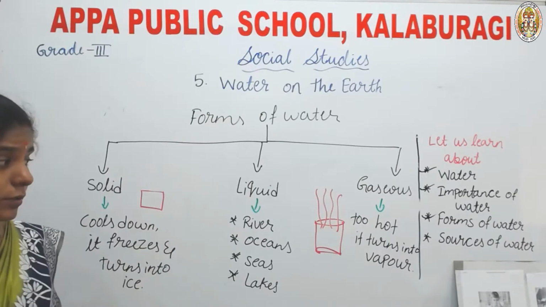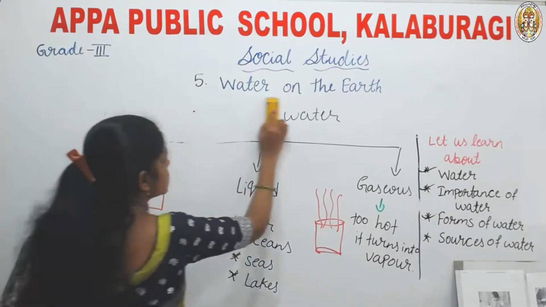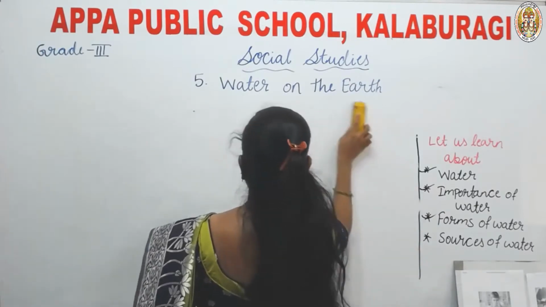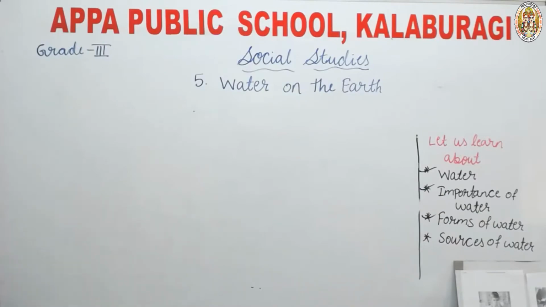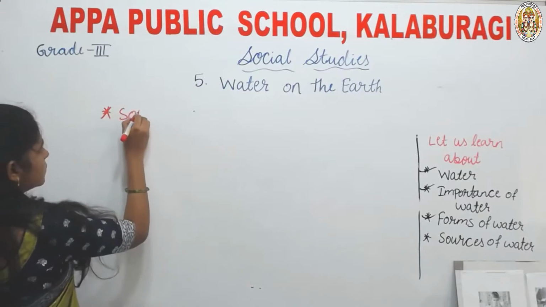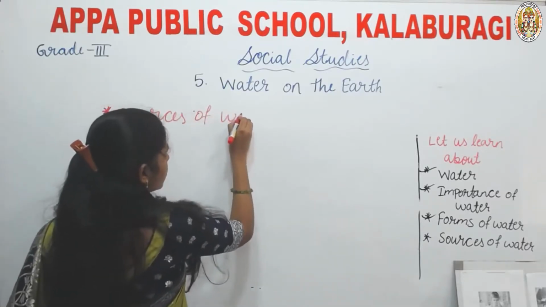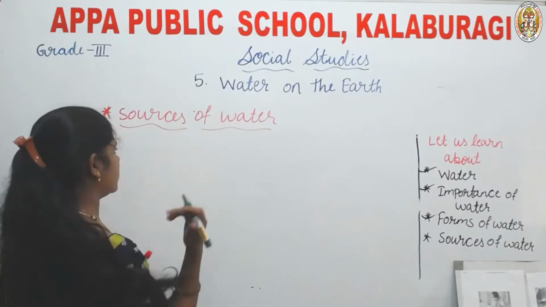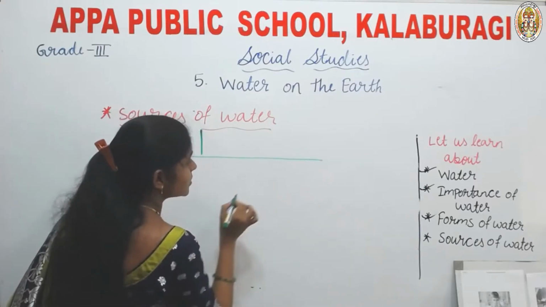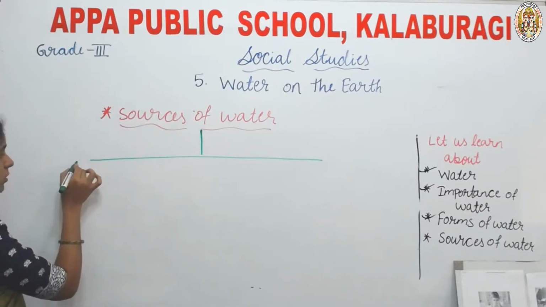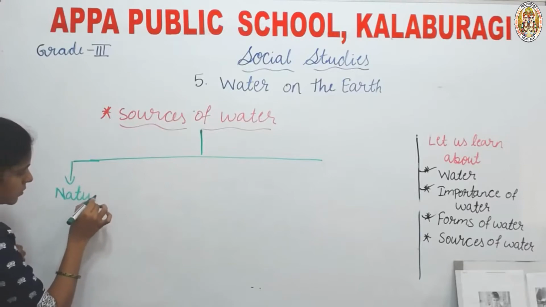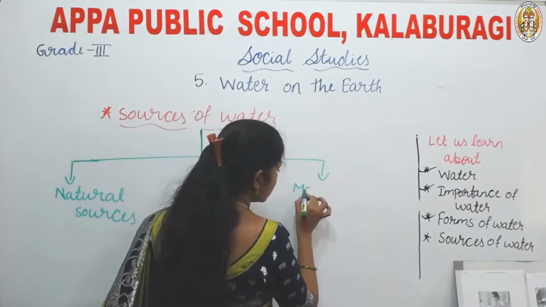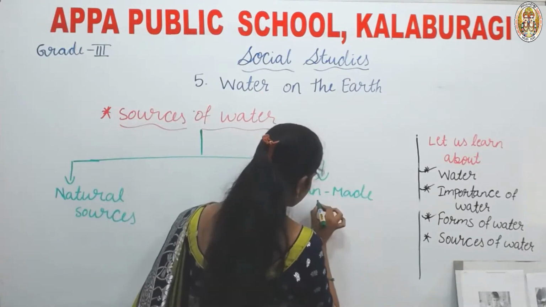Now we'll move to the sources of water. We can see here two sources of water. One is natural sources, and another one is man-made sources.